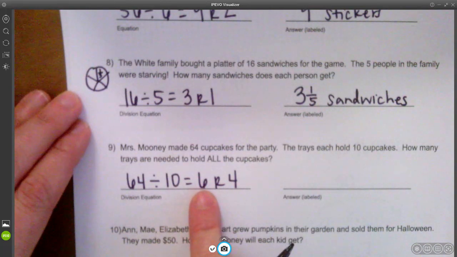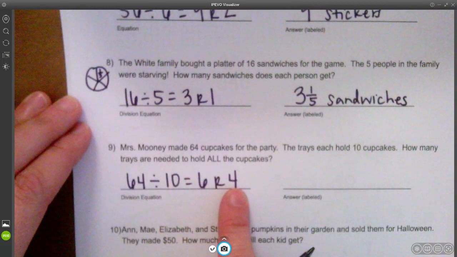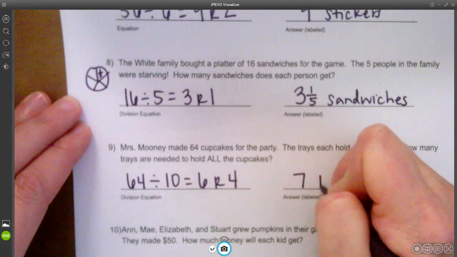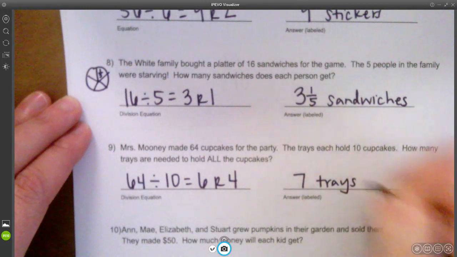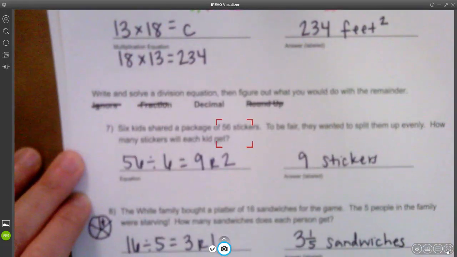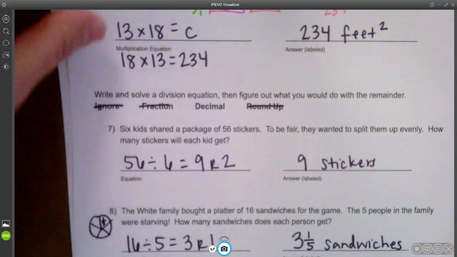So what this means is you need 6 trays. But wait a minute. There's 4 cupcakes left over. So is 6 trays enough? Nope. Better round up to 7 trays. All right. So let's see. We round it up. We change that sandwich to a fraction. So this last one should be a money problem because we're going to change that remainder to a decimal.